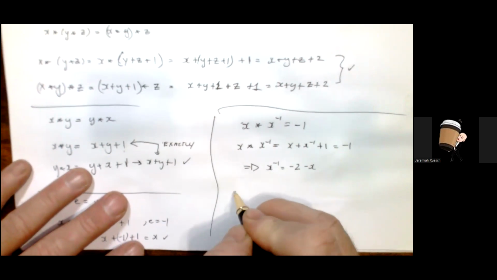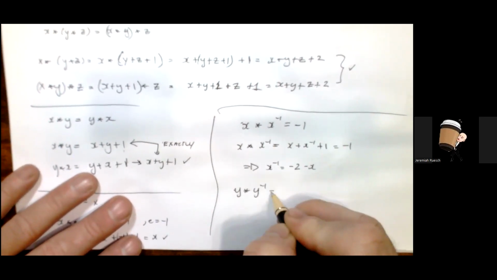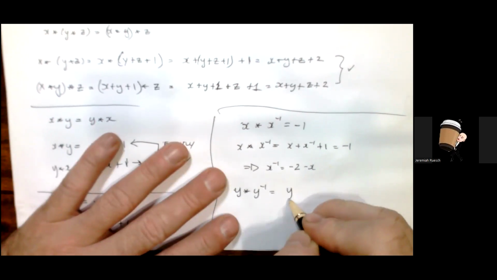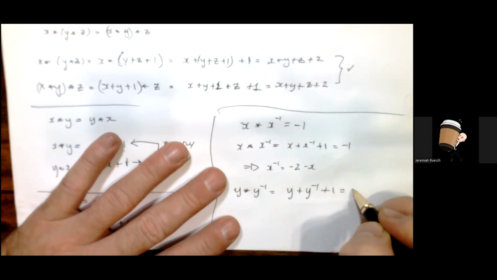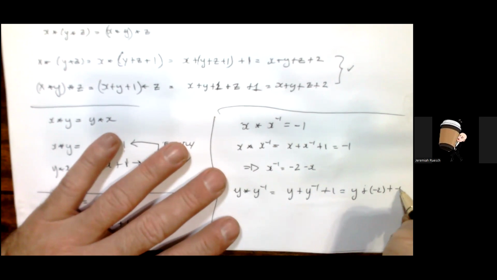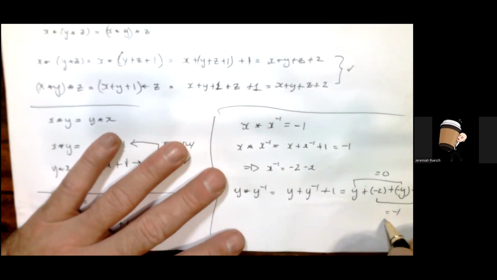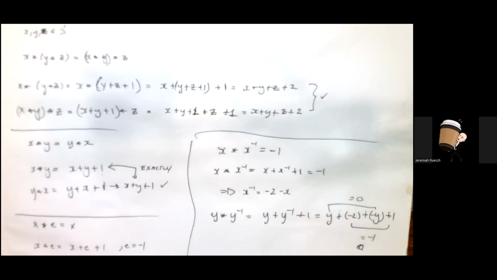And let's check it out. So we'll try with another element Y. So Y star Y inverse, what is that going to equal? It's going to equal Y plus Y inverse plus 1. But that equals Y plus a -2 plus a -Y plus 1. So those equal 0, and this equals -1, which is the identity. Okay, so in this case, it actually has all three.